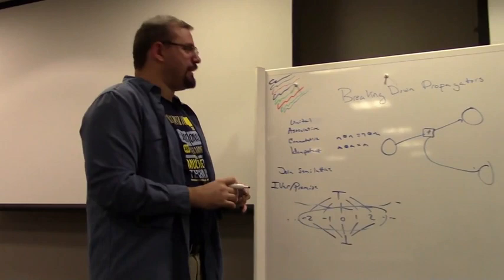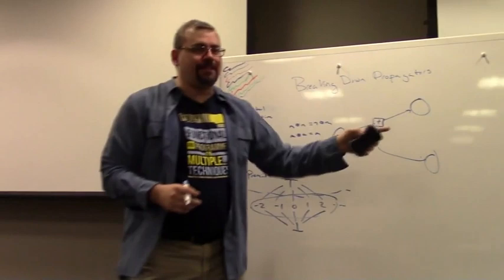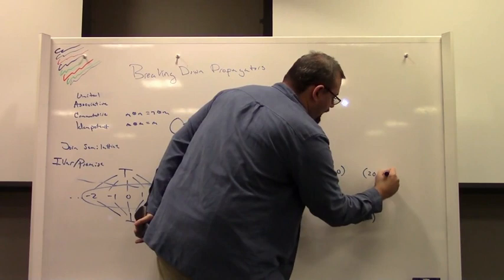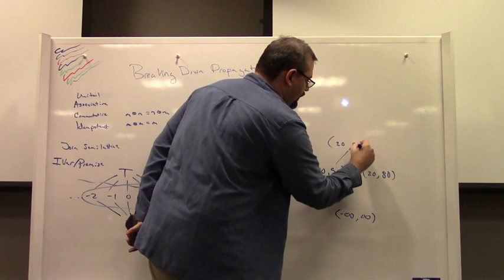Over here we have this interval arithmetic. So we're going to do something like, if I had minus 10 to 50 and 20 to 80, we would join these to get 20 to 50. And these probably should be closed intervals.